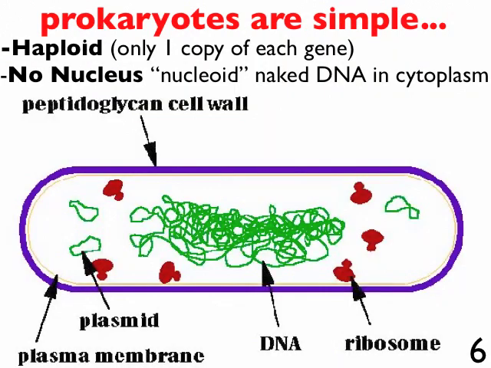Okay, so prokaryotes are simple little critters. They have a haploid genome, which means they only have one copy of each gene. If that gene breaks, that bacterial cell is probably going to die. They don't have a nucleus. We call the naked DNA that sits in the middle of their cytoplasm the nucleoid. But basically, you just have that DNA hanging out in the cytoplasm.